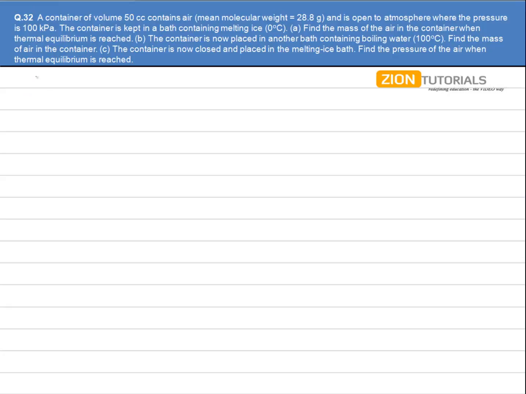Right. So basically volume is given as 50 cc, so I can convert it into meter cube, which is 50 into 10 raised to the power of minus 6 meter cube. Right. Volume is given to us. Now the pressure P is 100 kilopascals, so that would be equal to 10 raised to the power 5 pascals. Right. Now the container is kept in a bath containing melting ice.